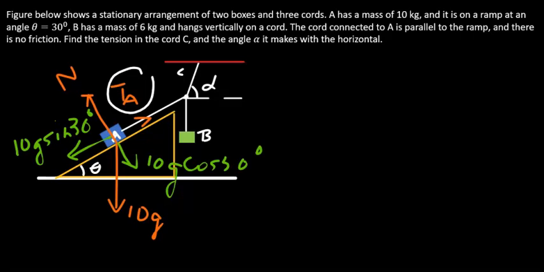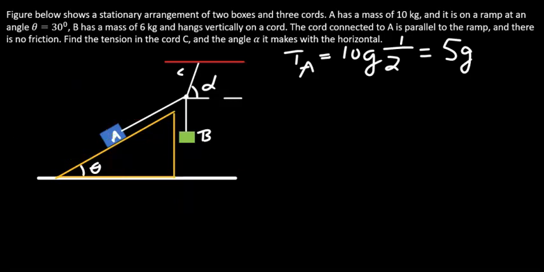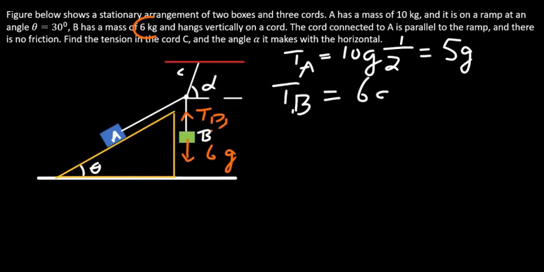Using the components of the forces acting along the plane, we immediately can write that TA equals 10g sine 30. So sine 30 is 1 over 2. So TA is 5 times g. Now let's look at the mass B. There are 2 forces. One is its weight. Since we know the mass is 6 kg, the weight is 6 times gravity. And then you have this tension in that cord that is holding it vertically. Let's call it TB. So immediately you can write TB equals 6g.